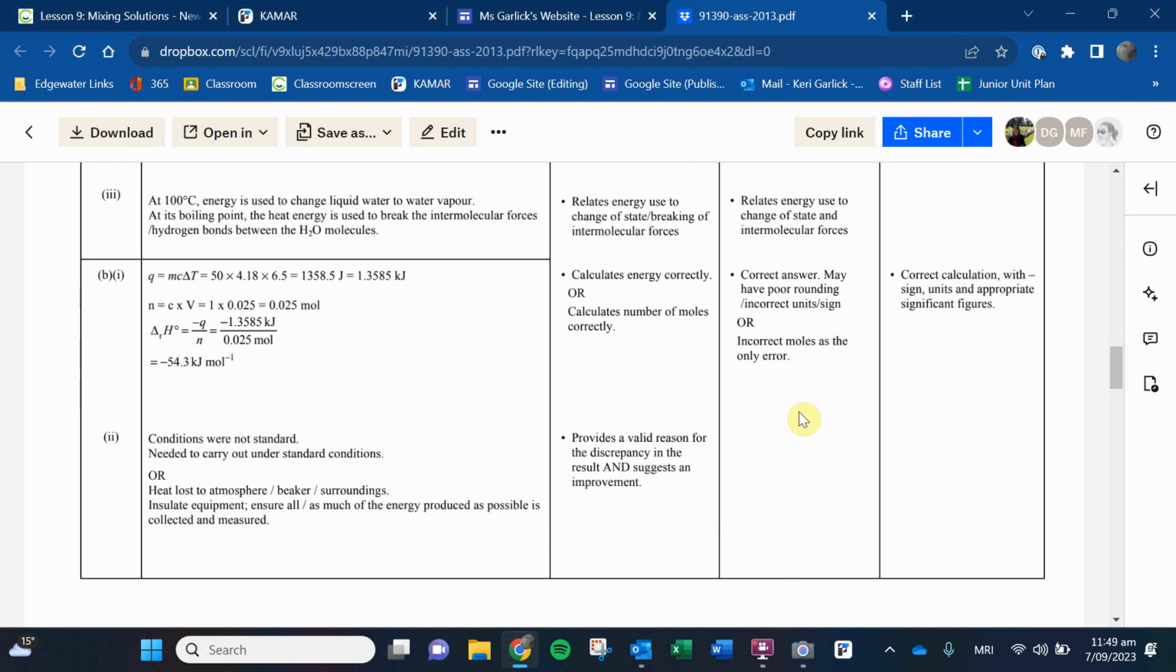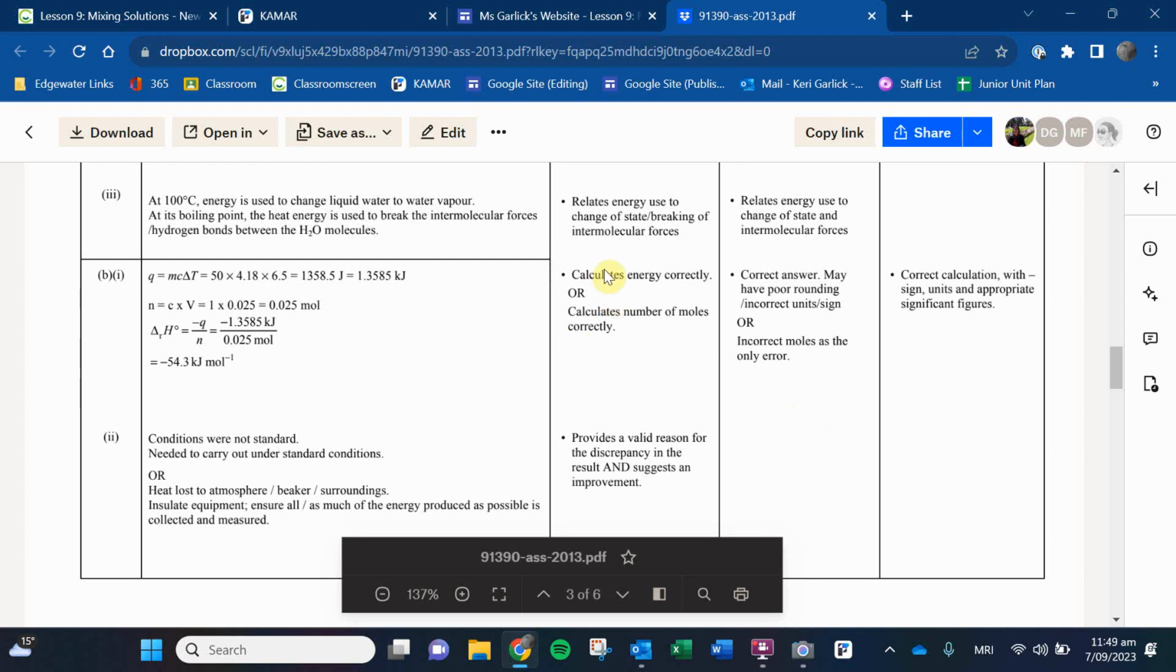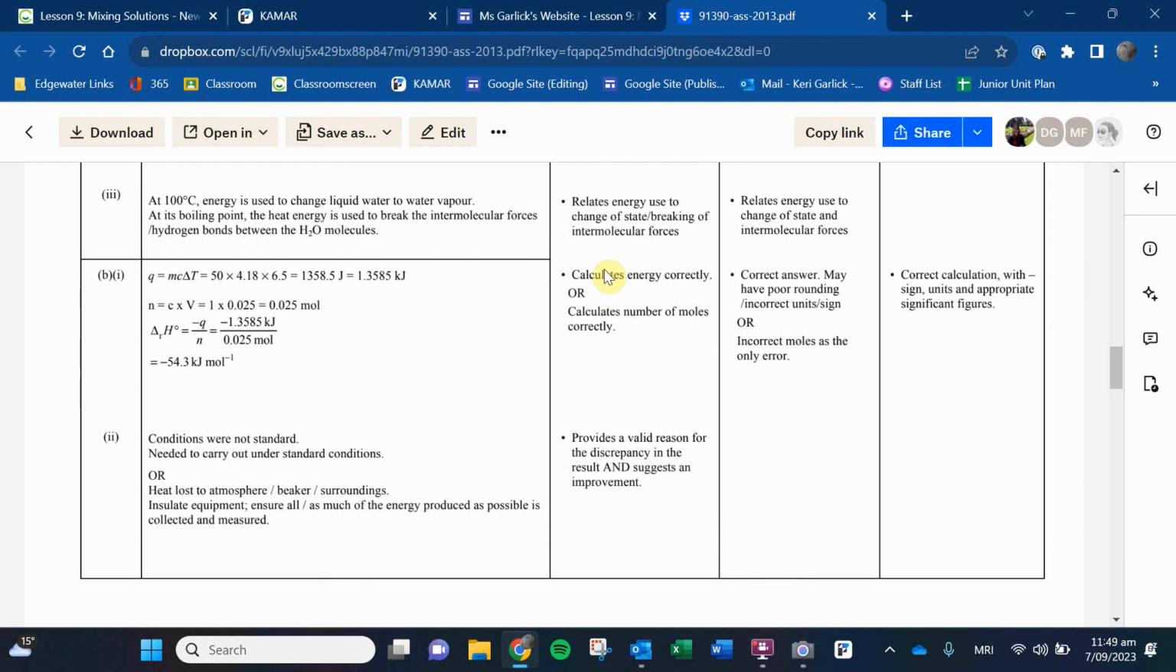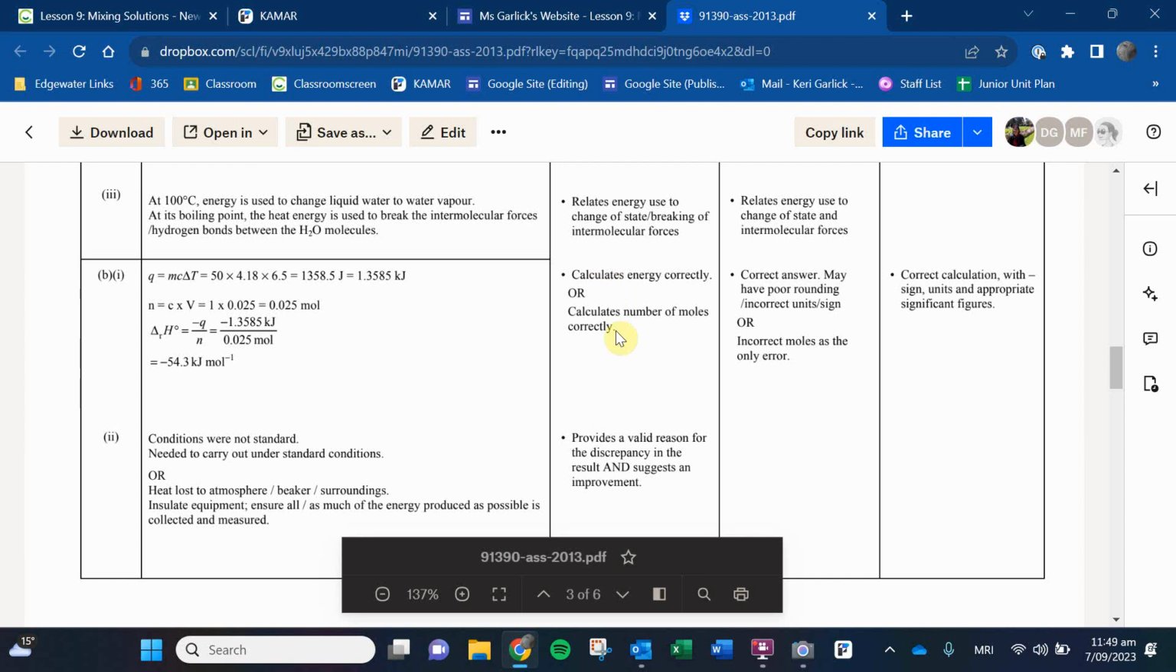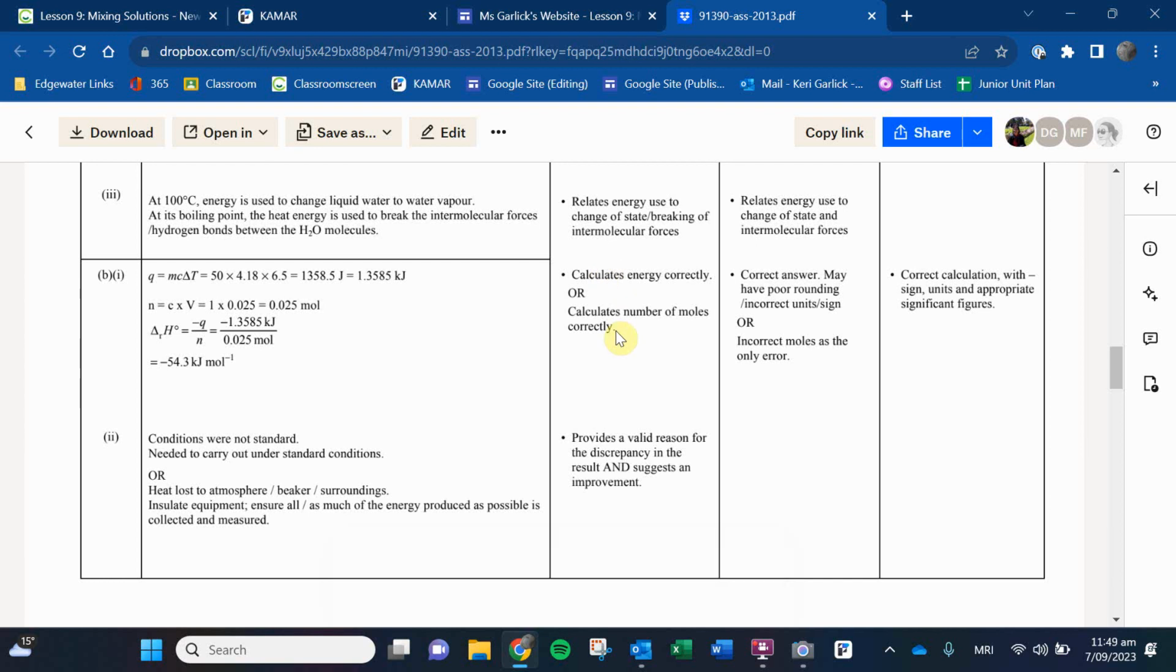Okay. And then the achieved was you calculate the energy correctly, so that's the Q value. Or you calculate the number of moles correctly, so that would be the concentration equation that we talked about. So do all your work and give everything a go, because if we can see that you've done one of the steps correctly, we can give you an achieve point.